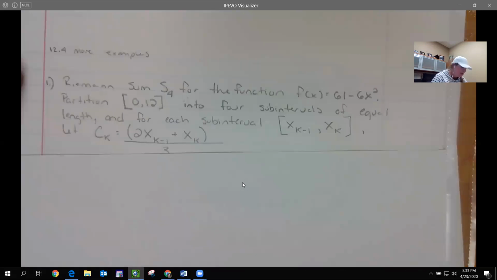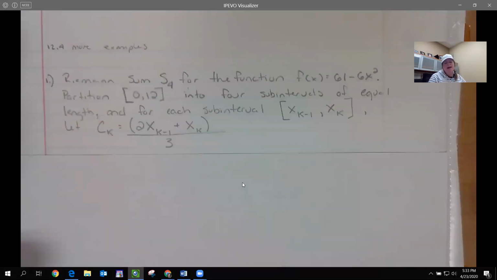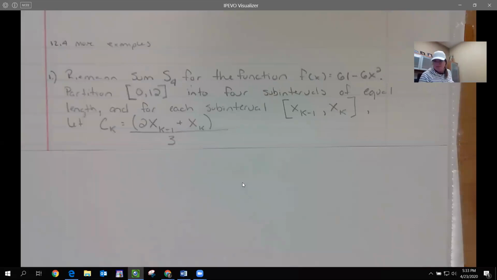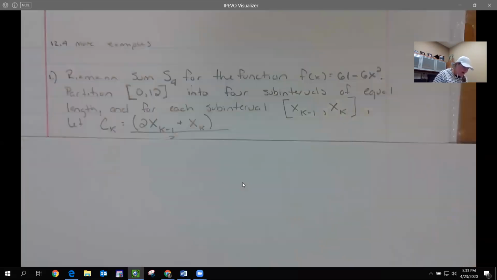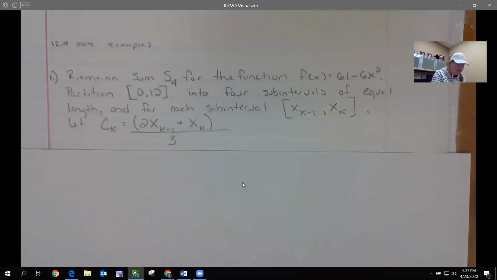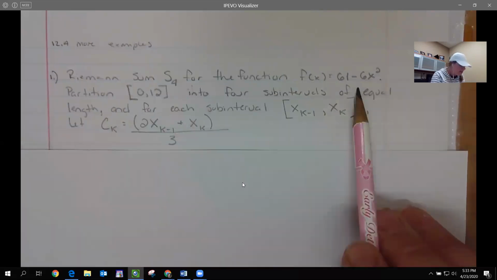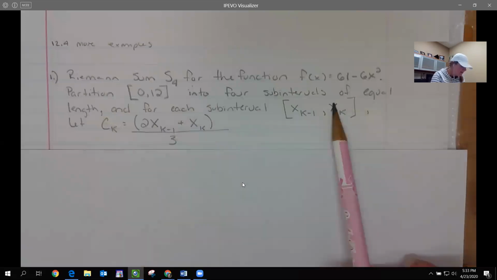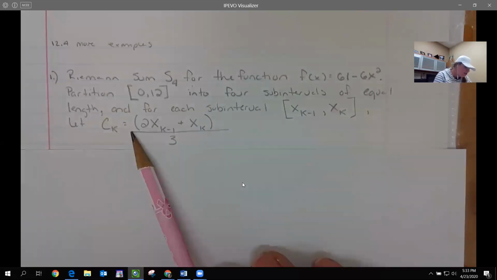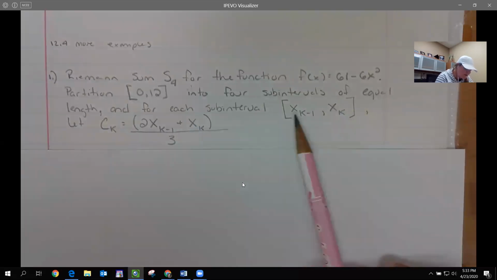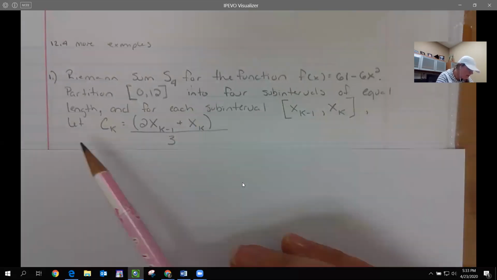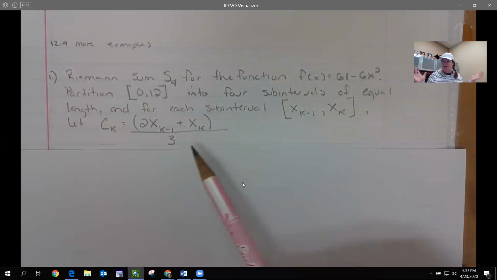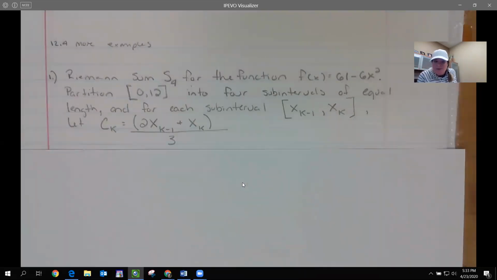Sure can. All right, so Riemann sum S4. What does that mean? It means sums with four different rectangles. For the function, here's our function, partition from 0 to 12 into 4 subintervals of equal length, and that are each subinterval from this one to this one, let CK, blah, blah, blah. Oh, you just lost me. What in the world is this asking me to do?